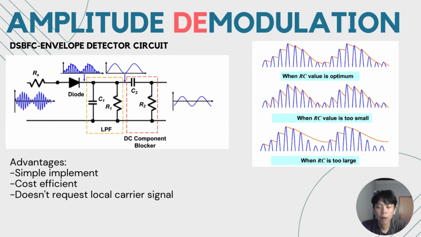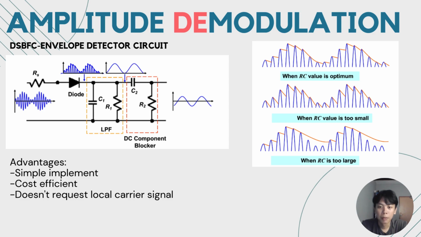All I mentioned just now is about modulation, but to recover the original signal, we need to perform demodulation, and one common method is using an envelope detector circuit, which works specifically for DSBFC signals. This method is preferred because it is simple, cost-efficient, and does not require a local carrier signal. The envelope detector circuit typically consists of a diode, a low-pass filter, and a DC component blocker.